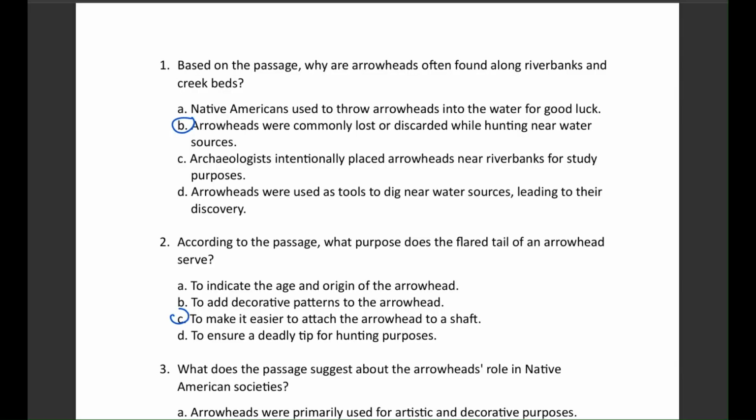Dates. Based on the passage, why are arrowheads often found along riverbanks and creek beds? The possible answers are: A. Native Americans used to throw arrowheads into the water for good luck. B. Arrowheads were commonly lost or discarded while hunting near water sources. C. Archaeologists intentionally placed arrowheads near riverbanks for study purposes. Or D. Arrowheads were used as tools to dig near water sources, leading to their discovery.